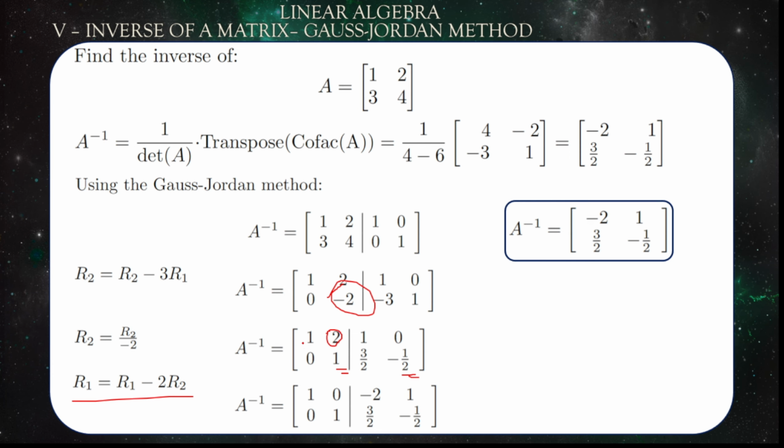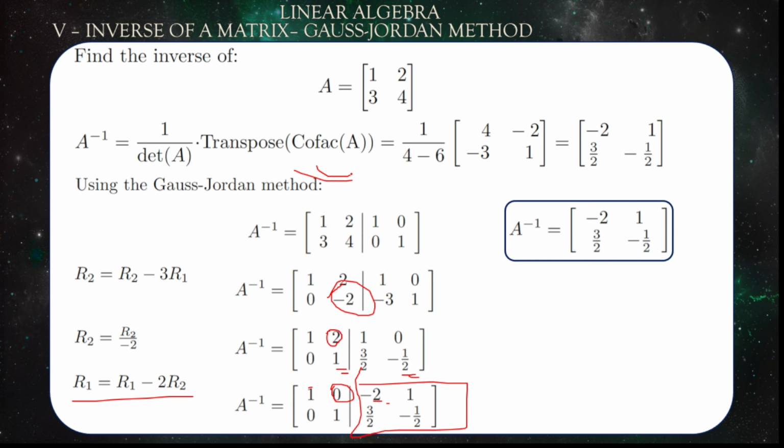R1 is equal to R1 minus 2 R2. So 1 minus 2 times 0 is 1 minus 0, which is 1. Then 2 minus 2 times 1, so 2 minus 2 is 0. Then 1 minus 2 times 3 divided by 2, so 1 minus 3, which is minus 2, and 1. So you end up with this inverse matrix, the same result we obtained using the transpose of the cofactor.